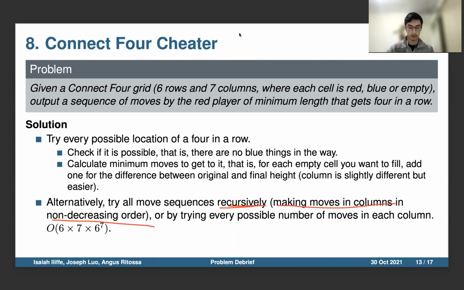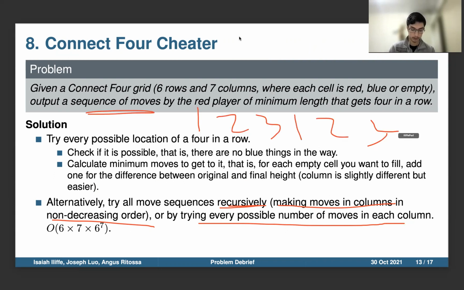And equivalently, we can try every possible number of moves in each column. So instead of defining a sequence of moves like 1, 2, 3, 1, 2, 5, or whatever, we can just define it by, for each column in the grid, how many things do we put in it? So say we put 0 there, 1, 2, 1, 0, 0, 0. And in that case, this recursive solution, and also just exhausting every possible number of these, will actually do exactly the same thing. I don't think you even need to be clever about exactly how you cache anything. You probably don't even need to cache anything in this recursion.